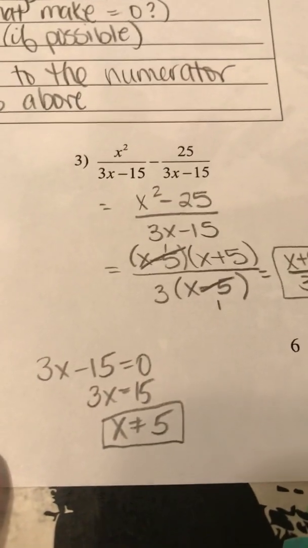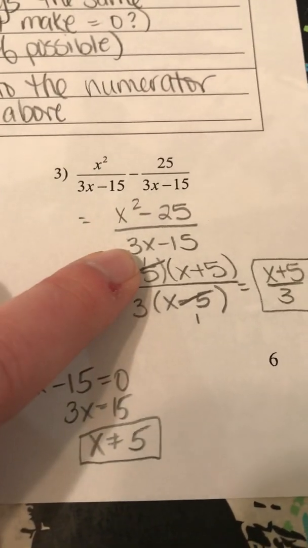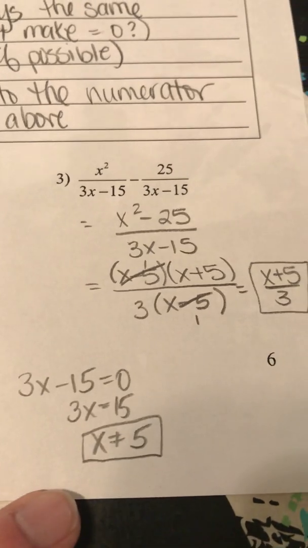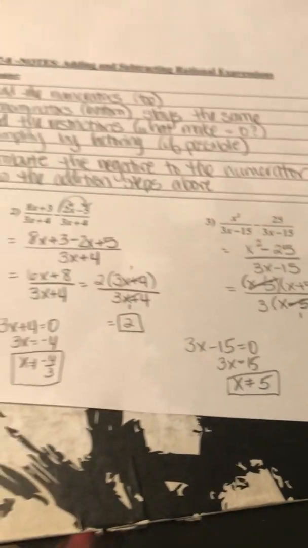In finding your restriction, remember it comes from up here before you factor. X can't be 5. Okay, super easy and straightforward, you guys. If you need to rewind, please do so.